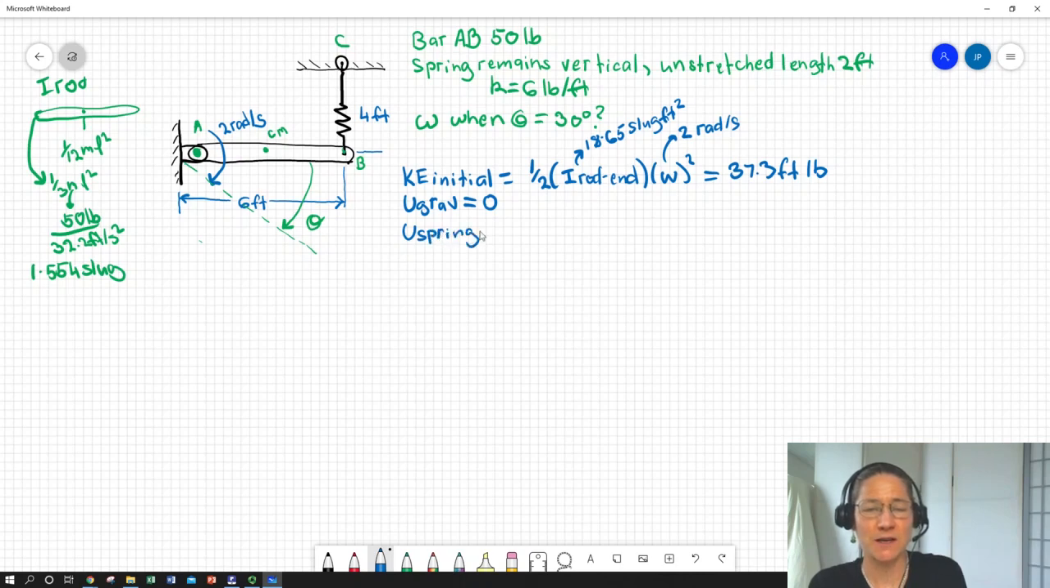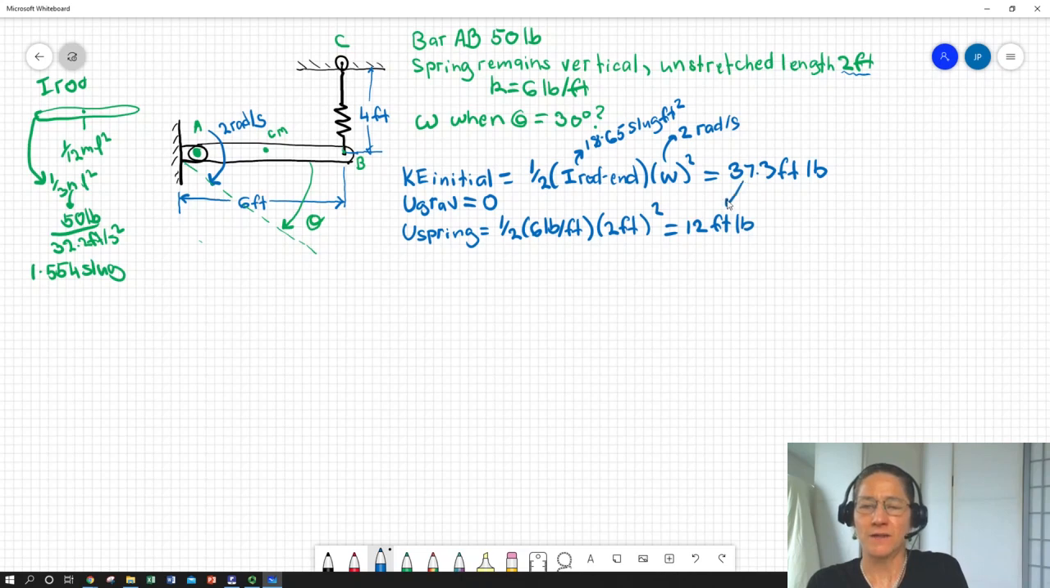And the spring is not neutral. When we start, it starts with a little stretch, and we know what that is, and we know what the spring constant is. So we have 1/2 times 6 pounds per foot times our initial stretch. We have a spring length of 4 feet at this initial condition with an unstretched length of 2 feet, so our stretch is 2 feet. So we'll square that 2 feet. So we have an initial spring energy of 12 foot-pounds.